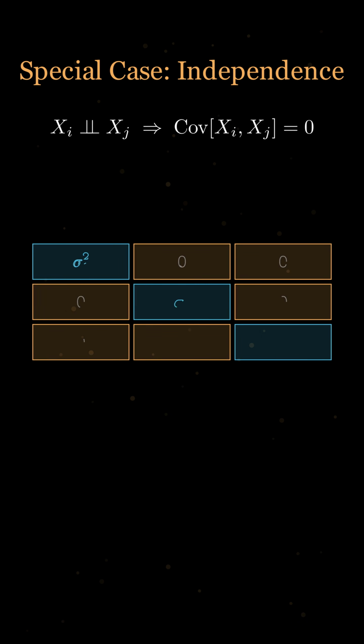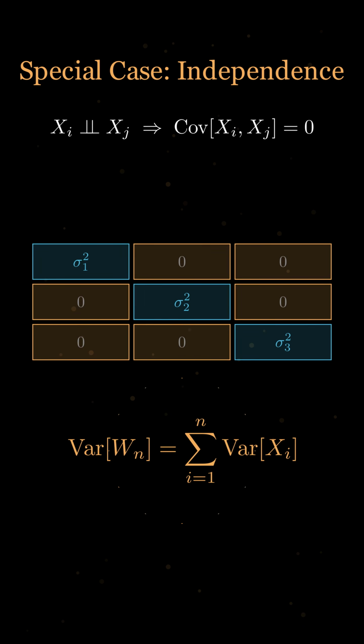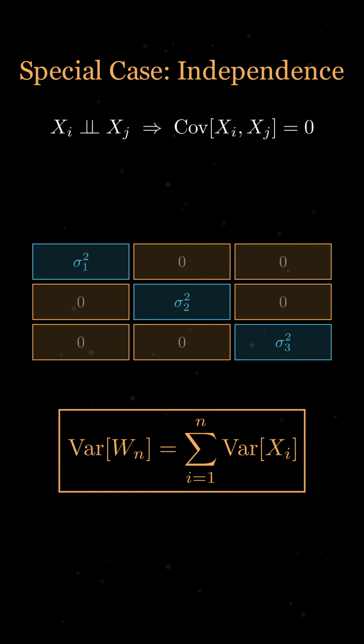When the Xi are mutually independent, every off-diagonal covariance is 0. All off-diagonal entries of Cx vanish. The double sum collapses to the diagonal alone. Variance of the sum equals the sum of the variances. The additive rule you already know is this independent special case.